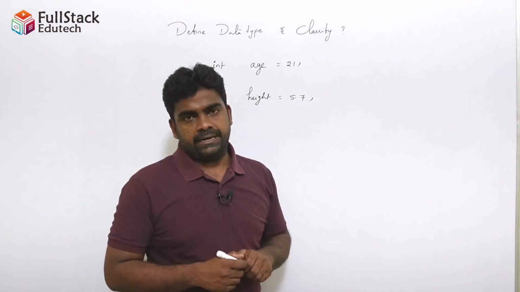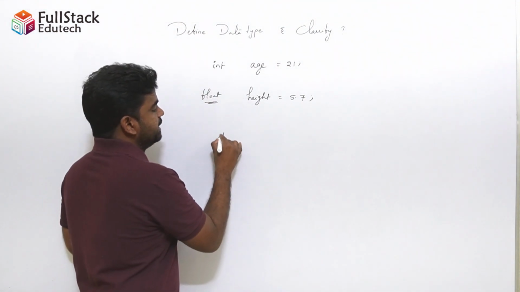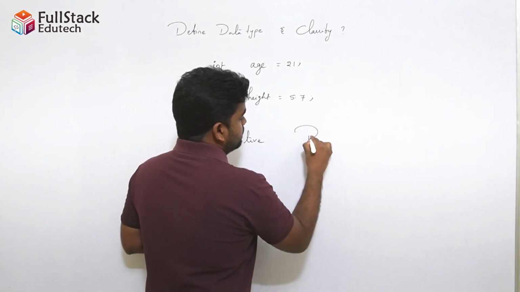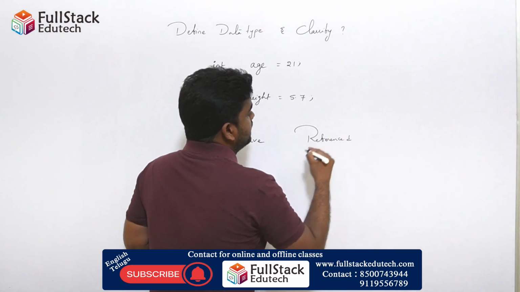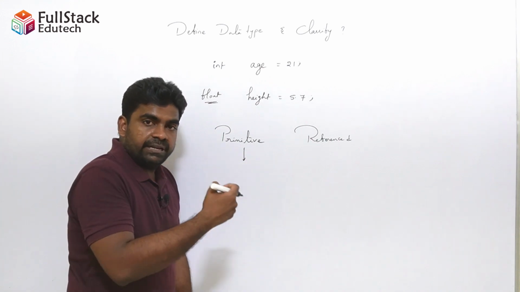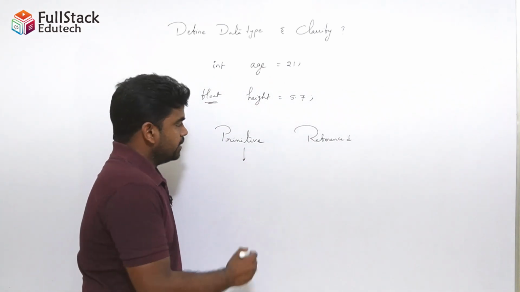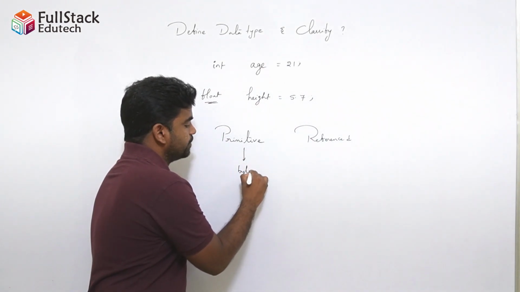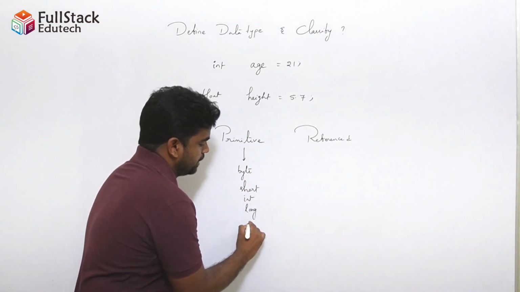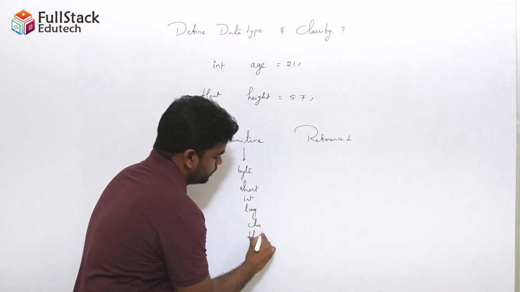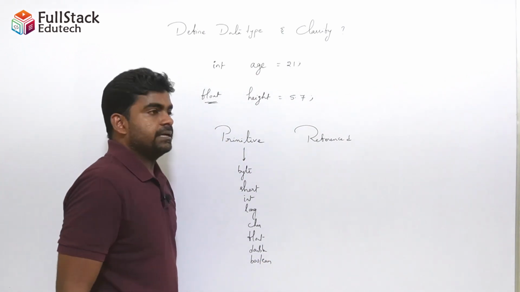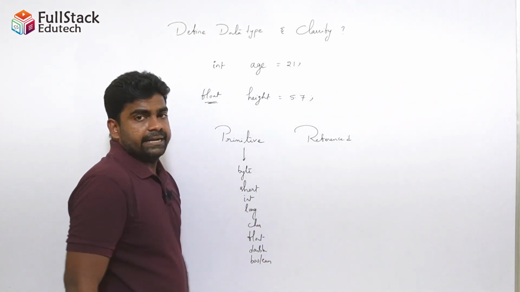How many types of data types are there? Data types are classified into two types in Java. The first one is primitive data types. The second one is reference data types. In total we have 8 primitive data types. Briefly I will explain them in the next interview question. Here I am simply giving them: byte, short, int, long, char, float, double and boolean. These are the 8 primitive data types. We will see all 8 in detail.